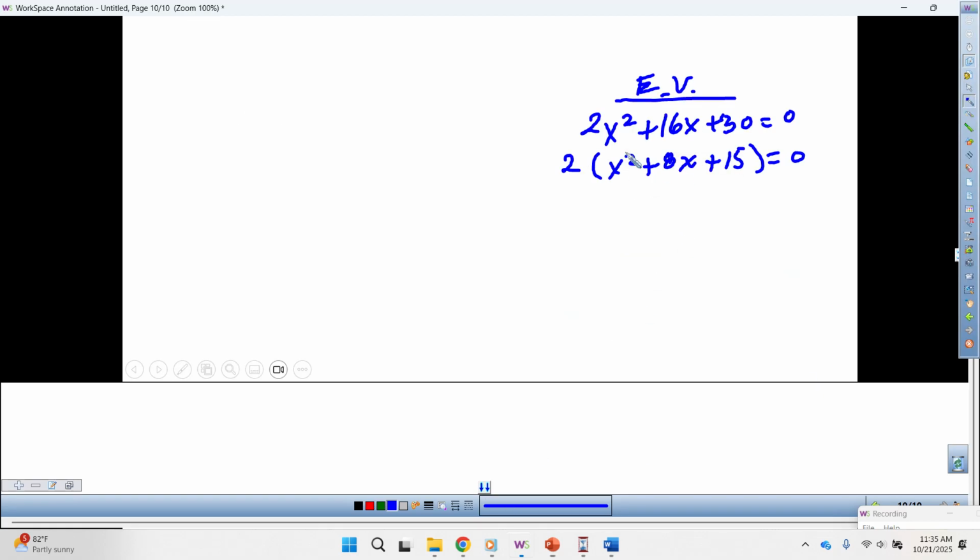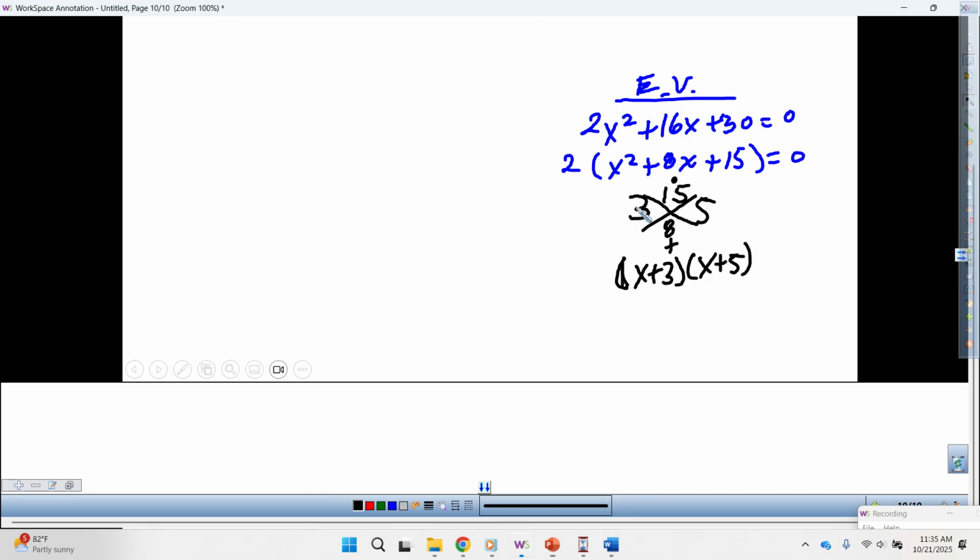Next, can we factor inside of the parentheses? Power Rangers. 15 goes on top, 8 goes on the bottom. What two numbers multiply to give me 15 and add to give us 8? 3 and 5. So my factors are x plus 3, x plus 5. However, don't forget to bring down the 2. And all that equal to 0.